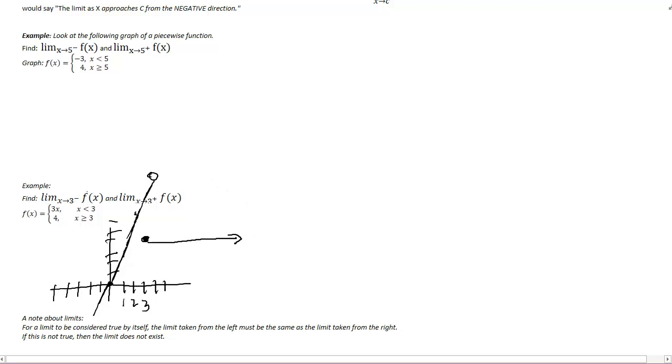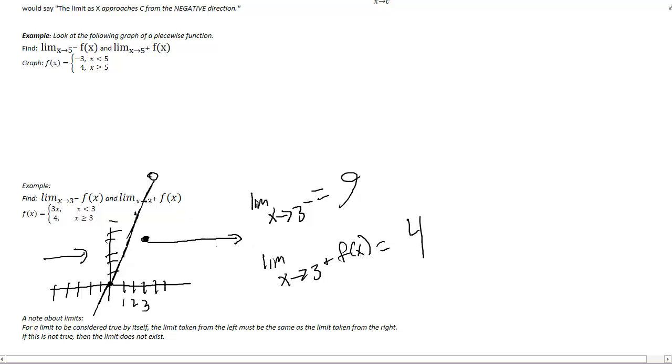So the limit as x approaches 3 from the negative direction, that's coming from the negative, going to the positive, that would be this point up here. That would be equal to 9, because we're approaching the point 9, even though we never get there, we're still approaching it. So as x approaches 3 from the negative direction, it would be 9. Likewise, the limit as x approaches 3 from the positive direction of f of x would be equal to 4, because we're coming from the positive direction, heading towards the negative direction, and we meet at this point 4. That's the value we're approaching, and it's the actual value at that point.